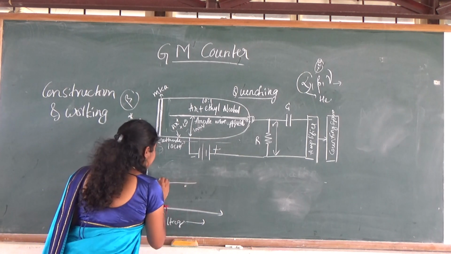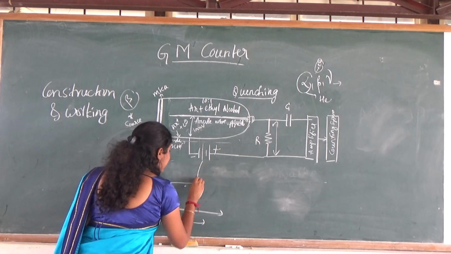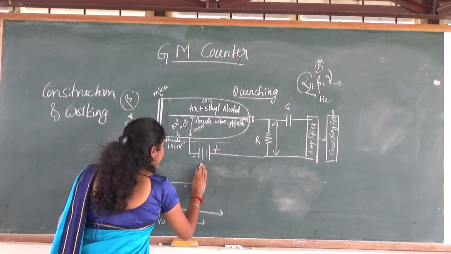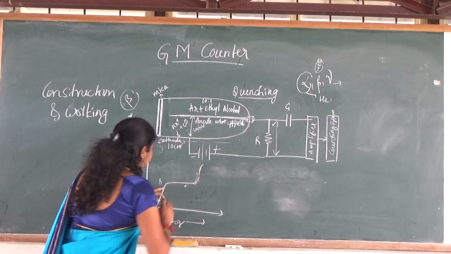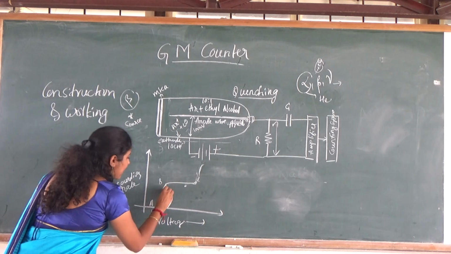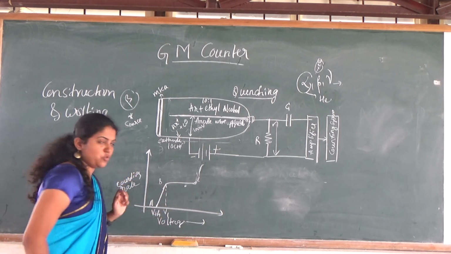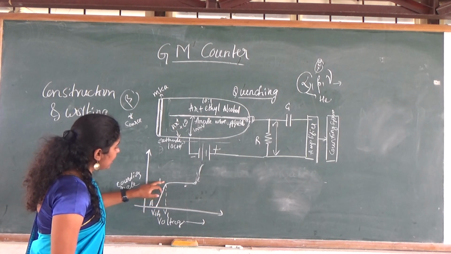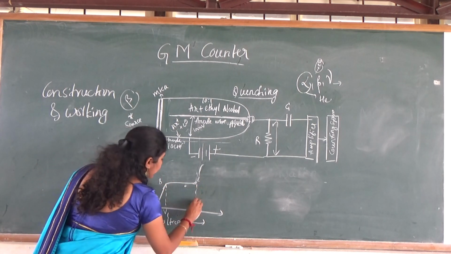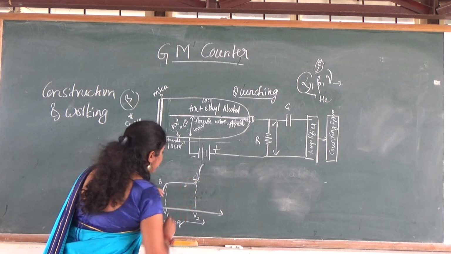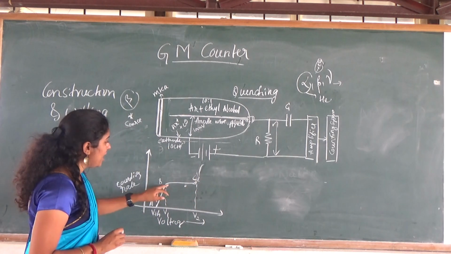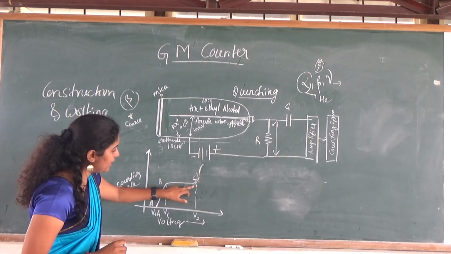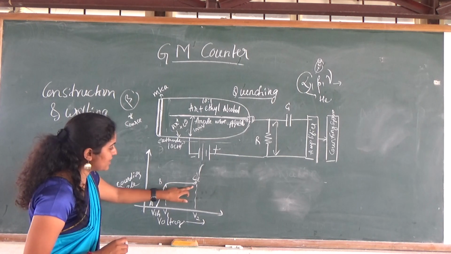Here it has B, C, D. This is the characteristic actually. So if I take the point B, at some voltage V1, what happens? From V1 to V2, that is from B to C in the characteristic graph, there is a constant count without increase, almost constant count.